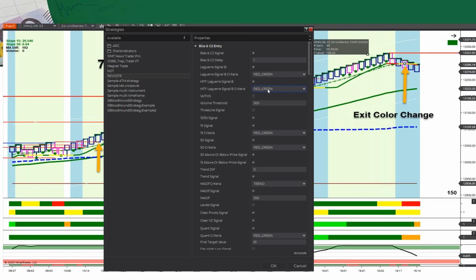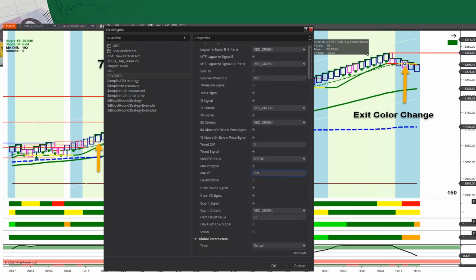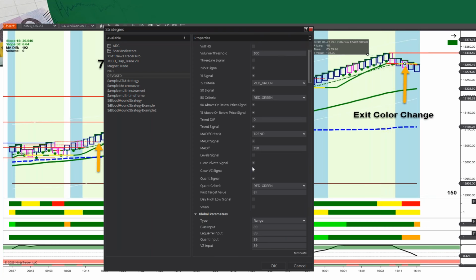We want the multiple time frame Laguerre, red or green, right? The volume threshold I don't worry about because MNQ trades plenty of volume. The 50 and the 50, we want red or green, all this other stuff here. The MA diff, 350, and I'll explain what the MA diff is in a little bit. So we wanted to clear the pivots. We wanted to clear the volume zones, which are the higher time frame support and resistance. And we want the quants, red or green.